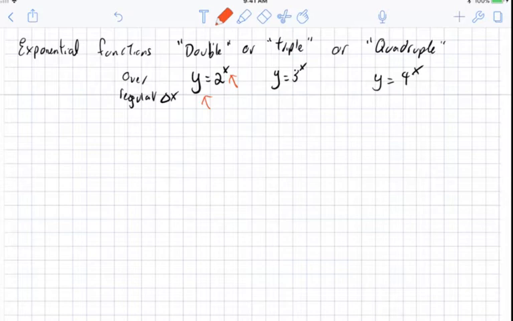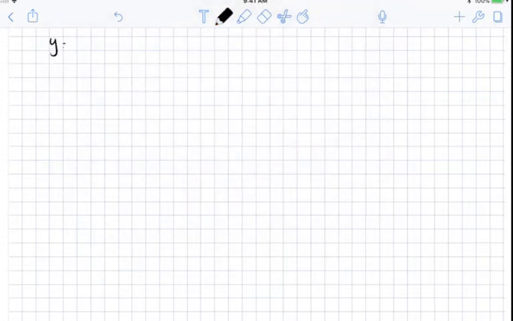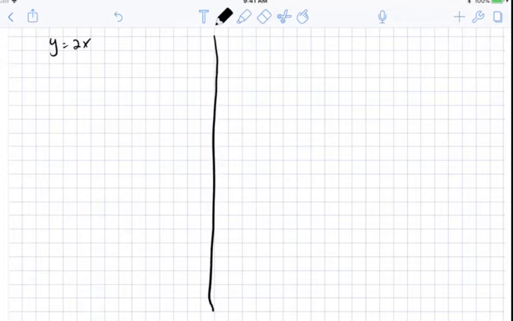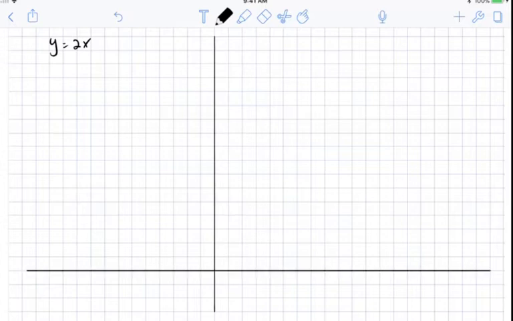Let me sketch the value of this specific function, and we can have a better sense of it. So y equals 2 to the x. Let's get our axes straight here. Oh, come on, be nice. Let's try that again. Okay, 1, 2, 3, 4, 5, 6, 7, 8, 9, 10, 11, 12, 13, 14, 15, 16.